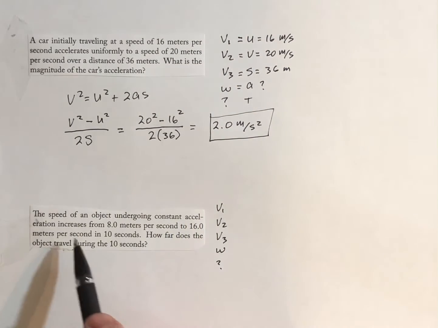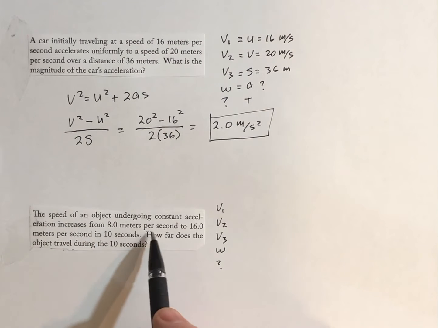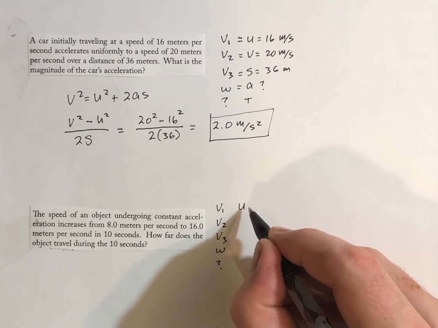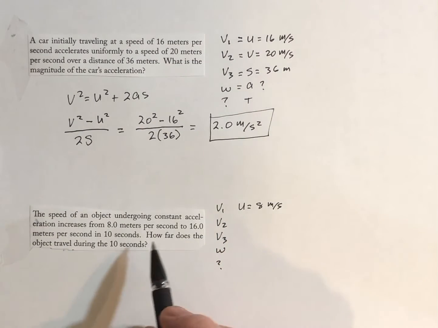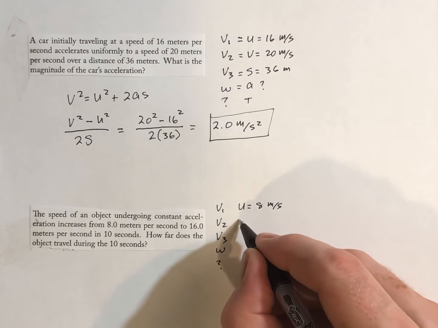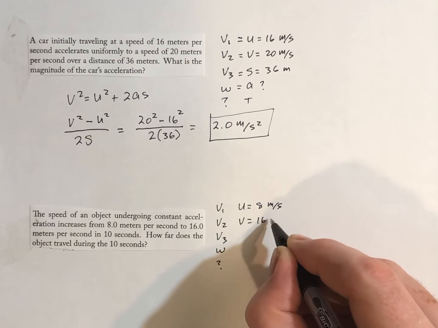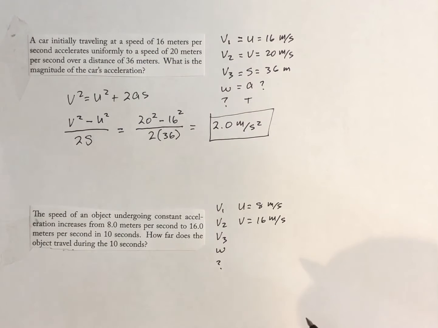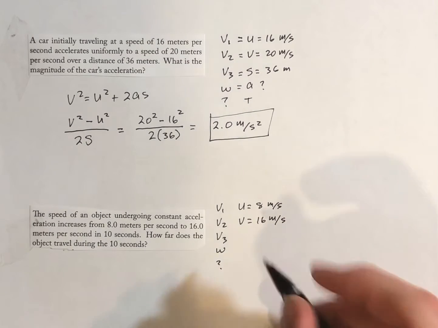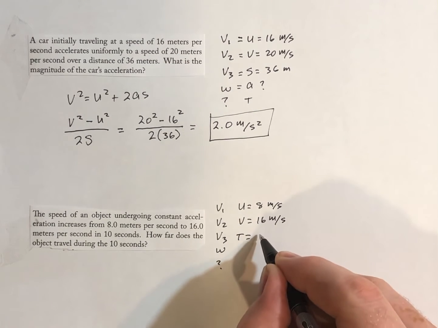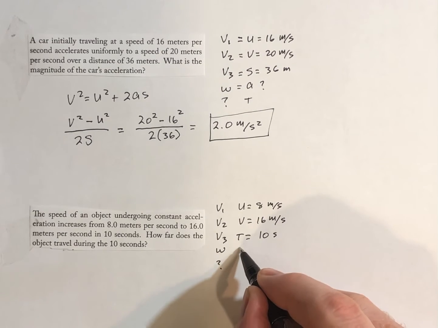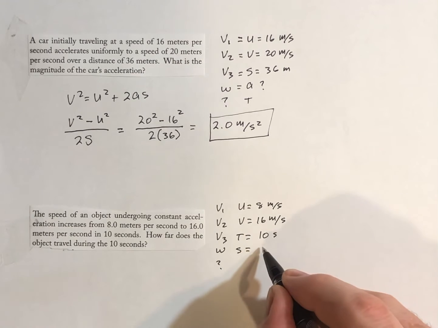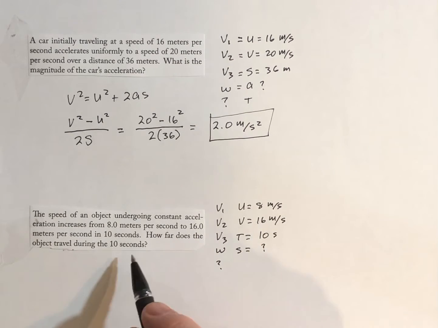Okay, so we'll start with 8 meters per second. It increases from 8 meters per second, so that is U is equal to 8 meters per second, to 16 meters per second, so that's V, my final velocity, of 16 meters per second. And then it takes 10 seconds, so time is equal to 10 seconds. How far does the object travel? That's S, and the question mark. And then what is missing? Well, what's missing is acceleration.